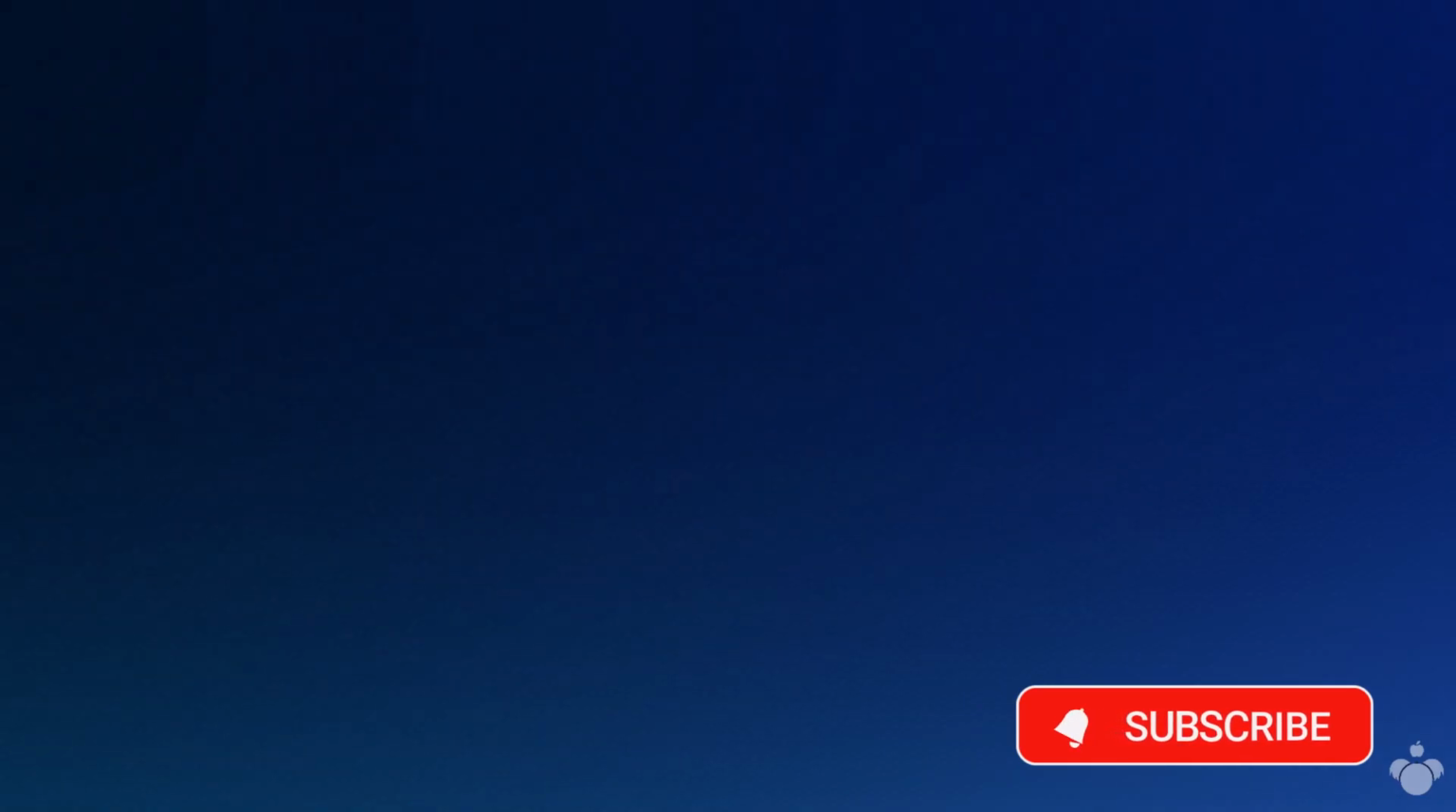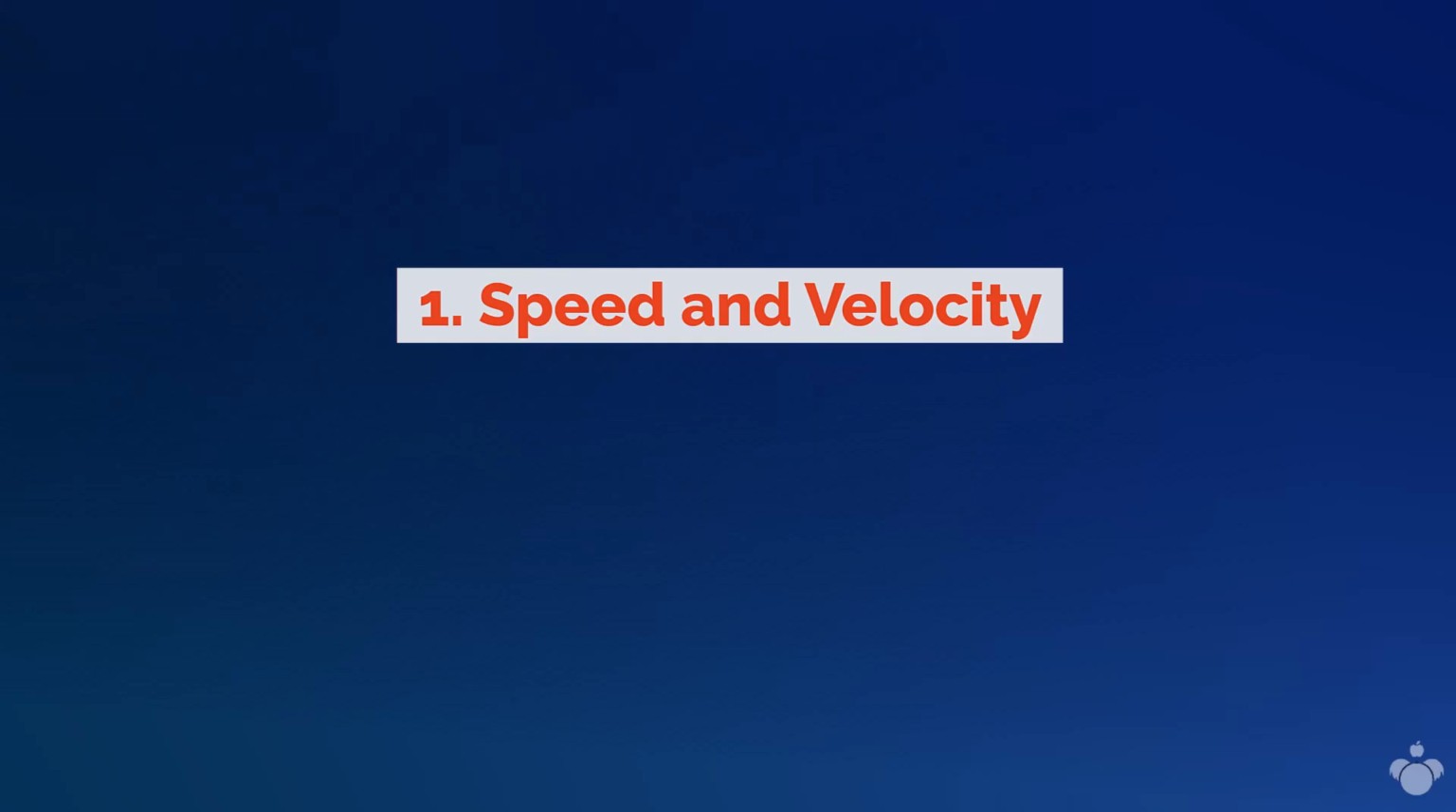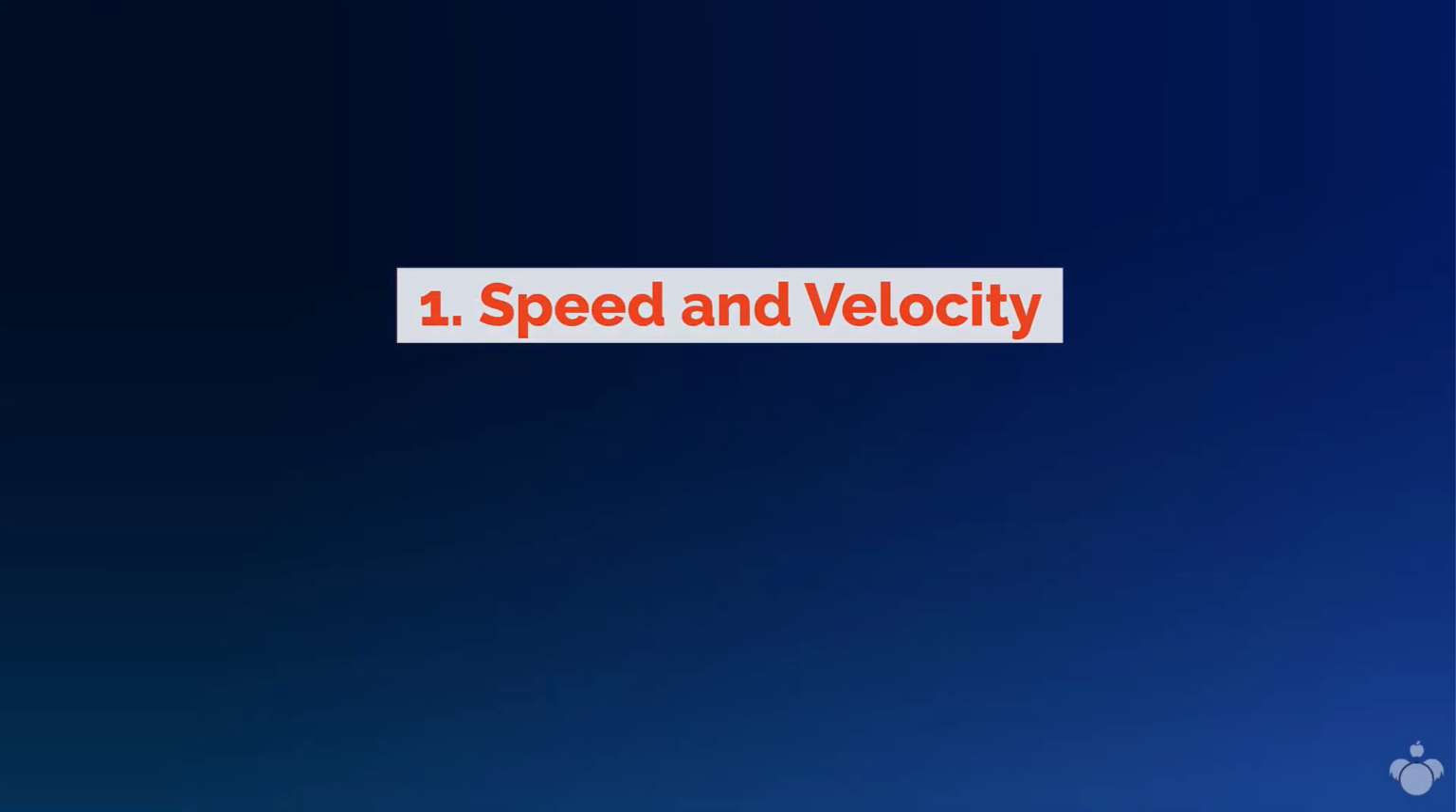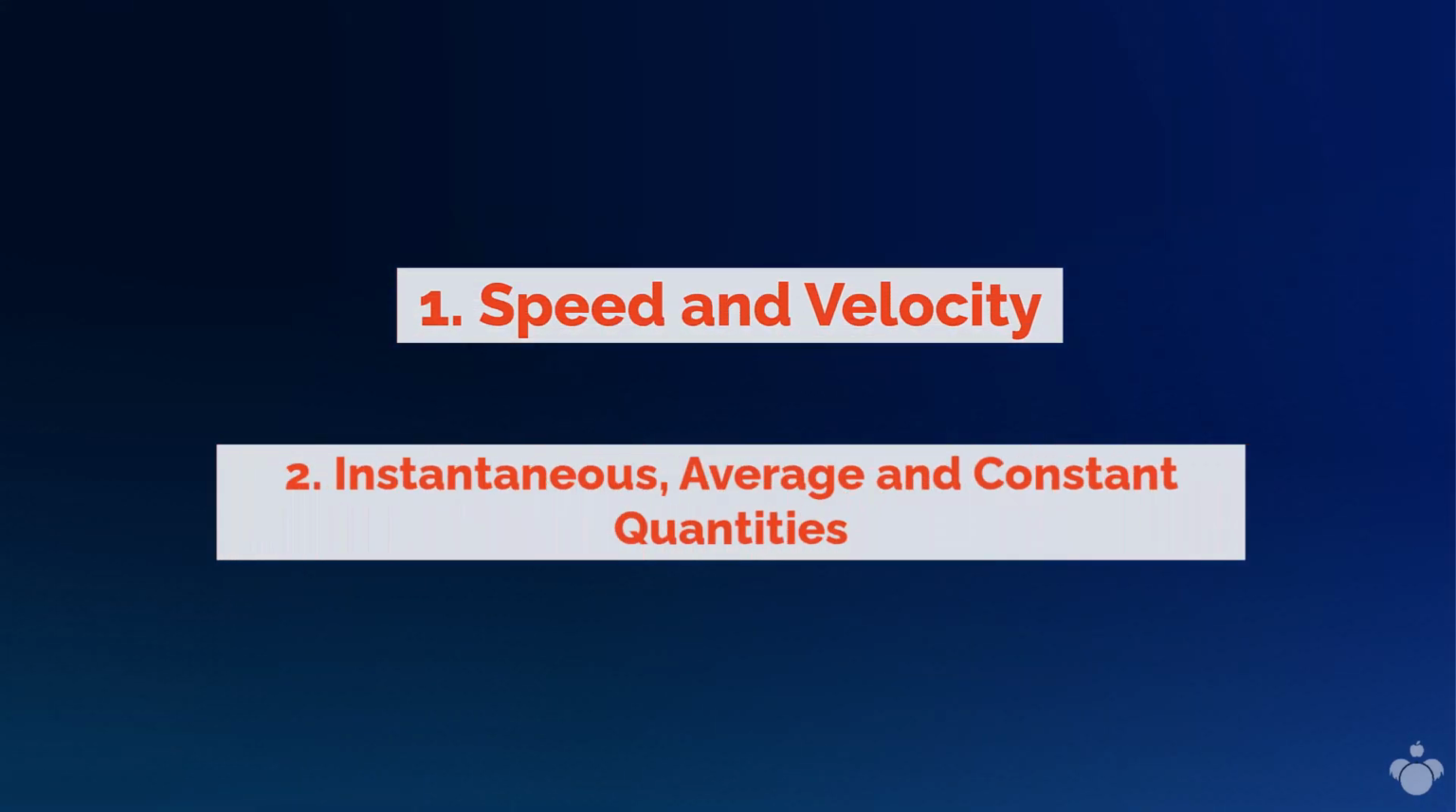Last time, we tackled the exciting concepts of vectors and scalars and explored the key differences between distance and displacement using an exam question. Today, we're taking it a step further to tackle speed and velocity. But that's not all. We'll also unpack the differences between instantaneous, average, and constant quantities.